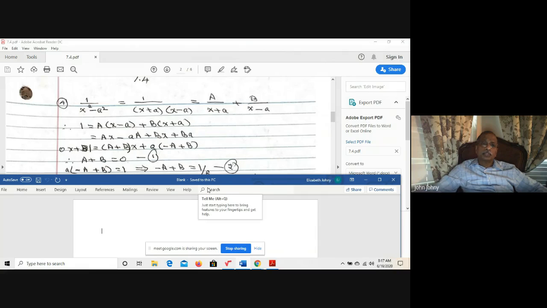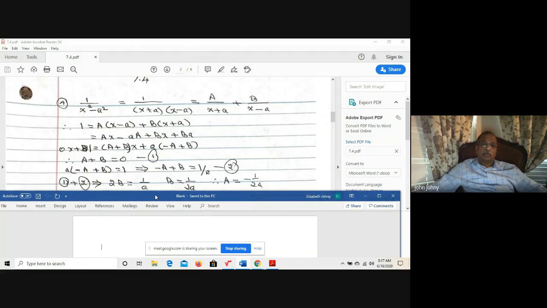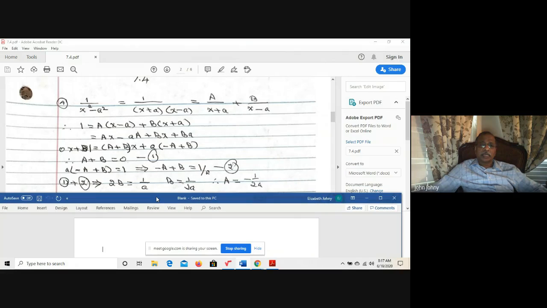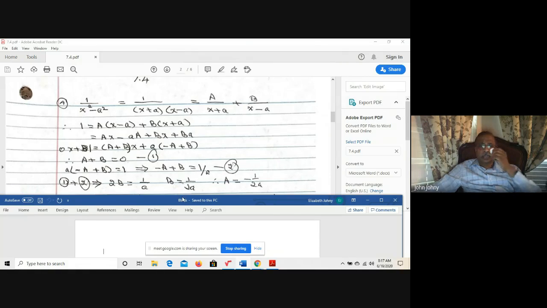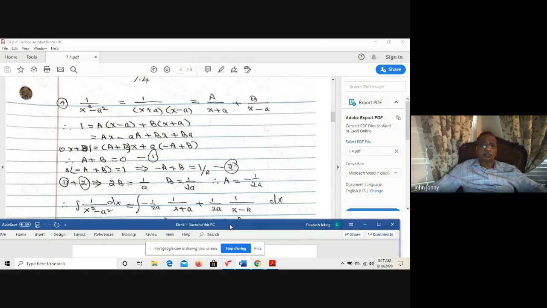Now you solve the two equations. When you divide the second equation by a, small letter a, you get negative A plus B is equal to 1 over a. You add the equations 1 and 2, small a cancels, capital A cancels. B plus B, that is 2b, is equal to 1 over a. Therefore, b is equal to 1 over 2a. And so A is equal to the opposite, negative 1 over 2a.